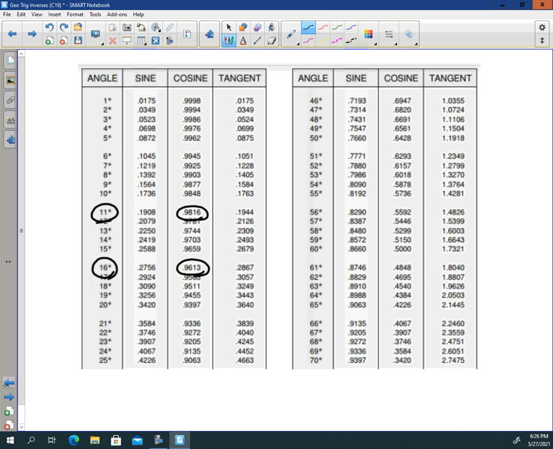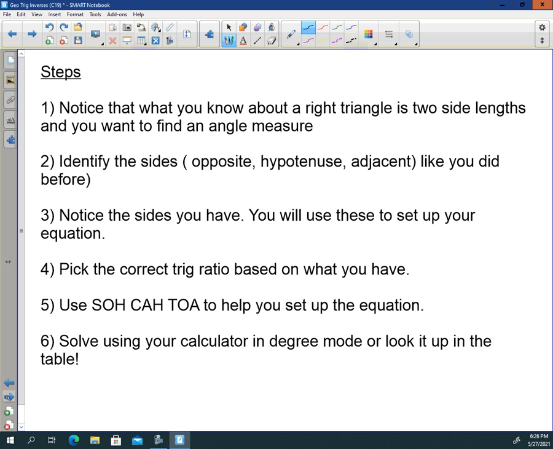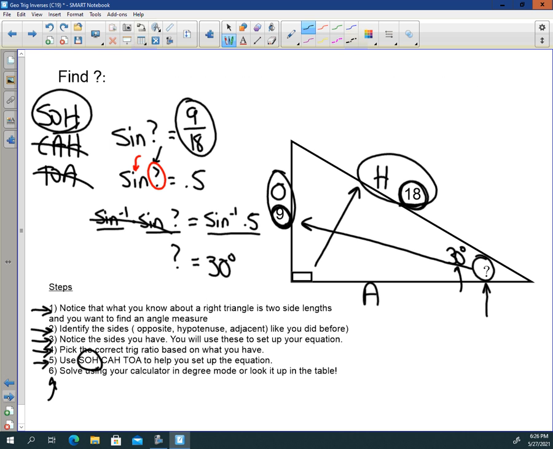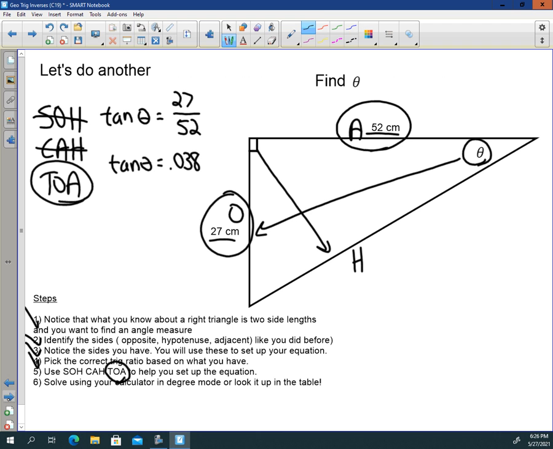27 divided by 52. Yeah, see, I did something wrong. Sorry. It's not 0.038. It is 0.519. A little better. 27 divided by 52 is 0.519.